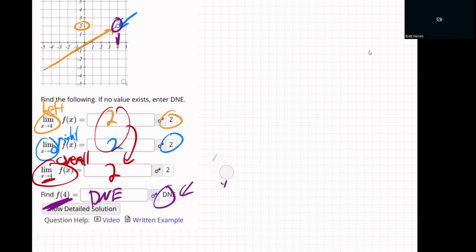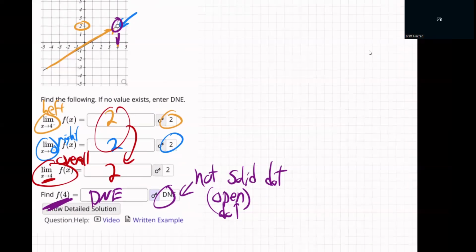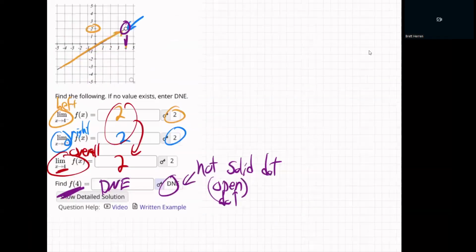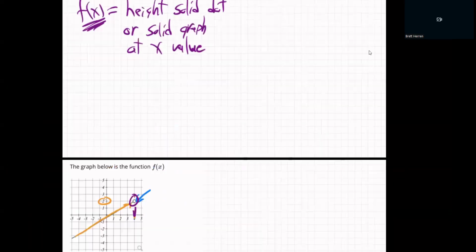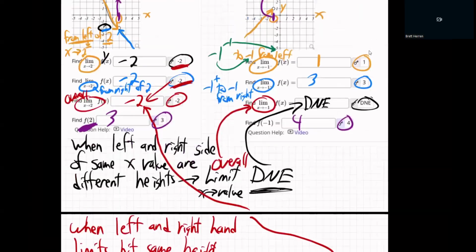It's not a solid dot. It's open. It's an open dot, which means it doesn't really exist. An open dot on a graph means a hole in the graph. The graph doesn't actually take on that value. It doesn't actually exist there. And so there we go. There's how we do limits with graphs.